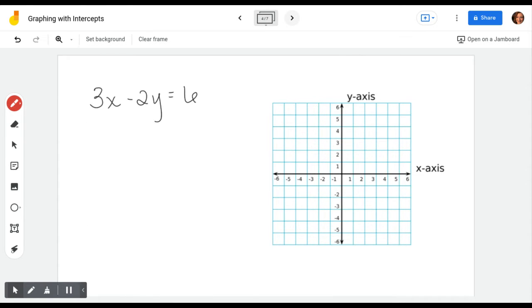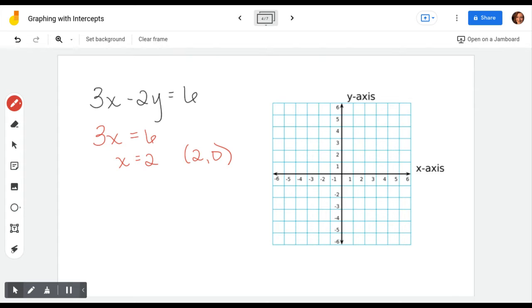Okay, so first example, I want to find the x-intercept first. If I put a 0 in for y, it's going to make the y disappear, right? So then I'm going to be left with 3x. Just put your finger over the negative 2y and cover it up. So 3x equals 6. Solve for that, divide by 3. And of course, you get x equals 2. So my x-intercept is 2, 0.